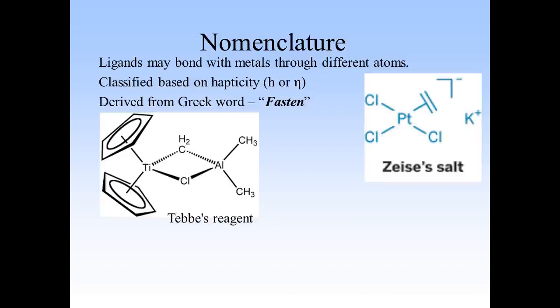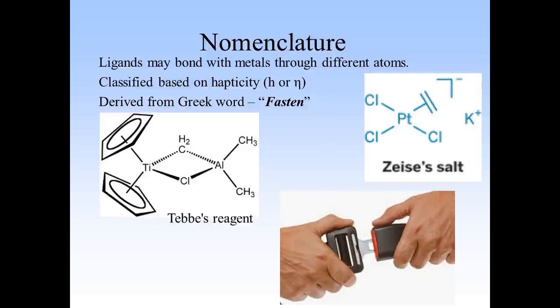In the case of nomenclature of organometallic compounds, we use a word called hapticity. Hapticity is derived from a Greek word which means fasten. Fasten means, when you are driving a car, you put on a seat belt. It means to fix or link or join. That is the meaning of the word hapticity. Based on hapticity, we are going to classify these organometallic compounds.